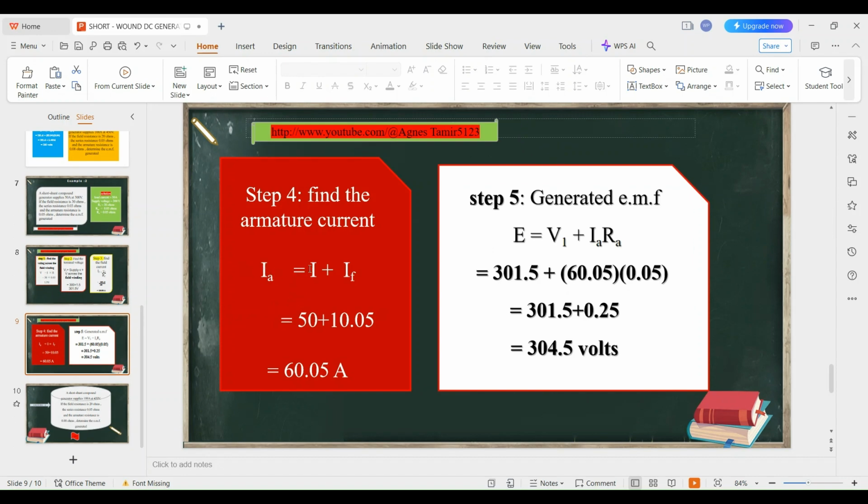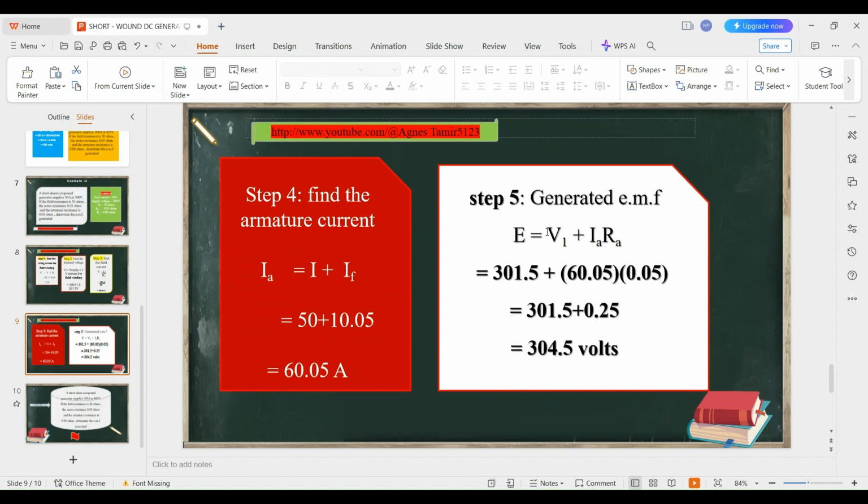Let's go back to our workspace. So armature current will be given by I plus IF. Our I is 50 plus IF we have seen is 10.05 amperes. Therefore, our armature current will be equal to 60.05 amperes. Now, let's go to the final step. The final step is to calculate the EMF generated.